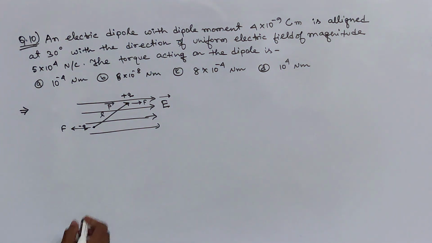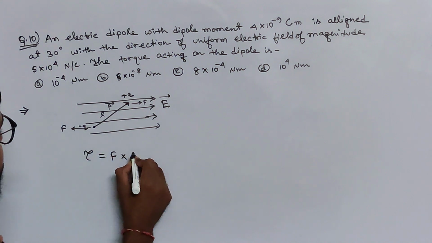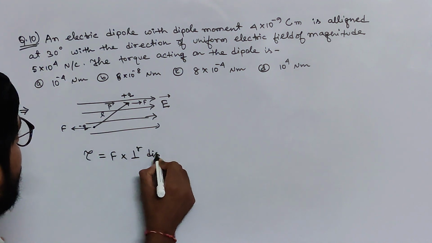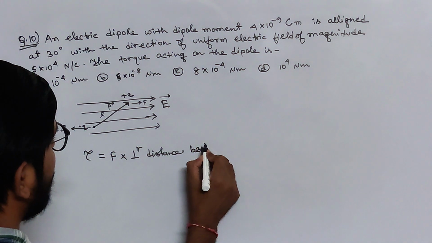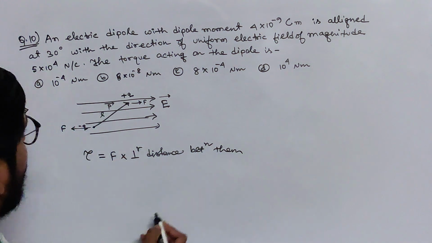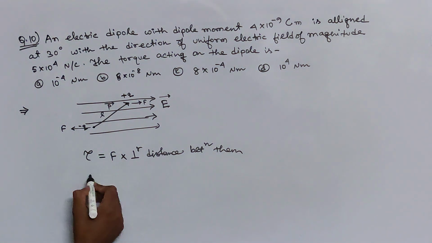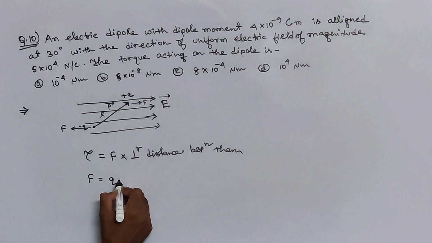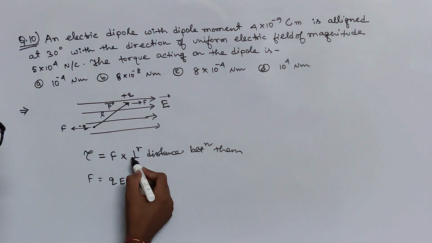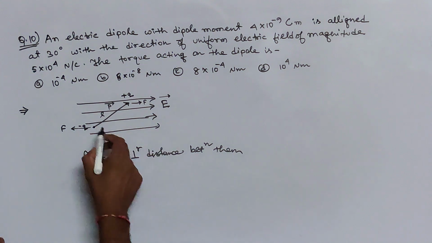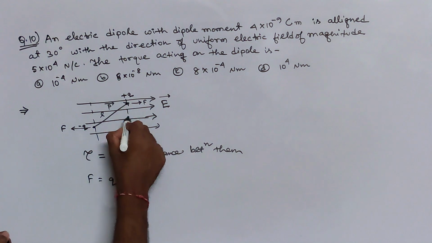And we know this torque is nothing but the magnitude of that force and the perpendicular distance between them. Okay. So we know what that force is. This F is nothing but QE. We know that force equals QE. We just need to find what the perpendicular distance between them is. Okay, we can easily find the perpendicular distance between them.